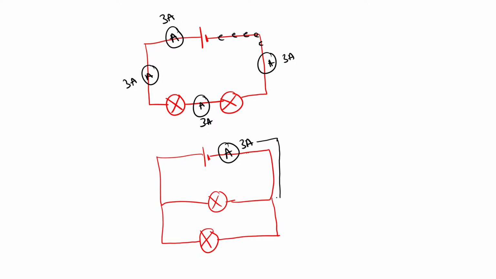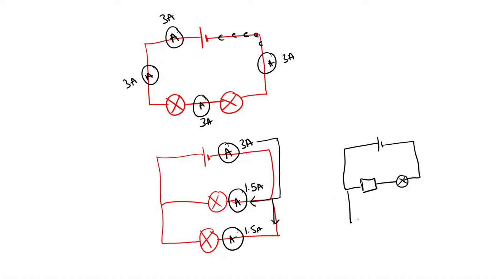But when we get here, some of my electrons go this way, some of my electrons go this way. Since these are 2 identical branches with identical light bulbs, we're going to have 1.5 amps going this way and 1.5 amps going this way. If I had a slightly funkier parallel circuit, maybe this one's got a resistor in it as well.